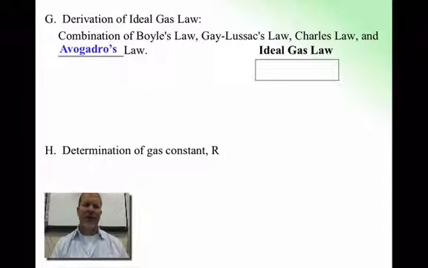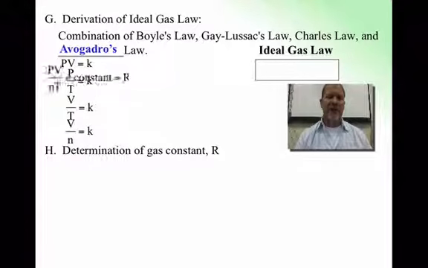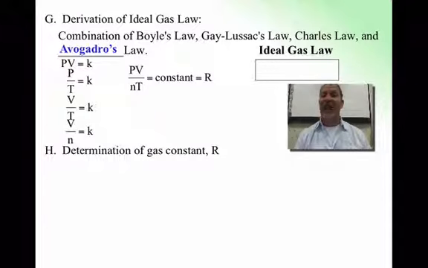Taking all of the gas laws we dealt with, we had Boyle's law, Gay-Lussac's law, Charles' law, and a new one, Avogadro's law. All of these are equal to K. As we look at this, we have the P and the V in the numerator, and moles and temperature in the denominator, and all of them are equal to the constant K. We're just going to change K to R. It's still a constant, but we're going to call it R.